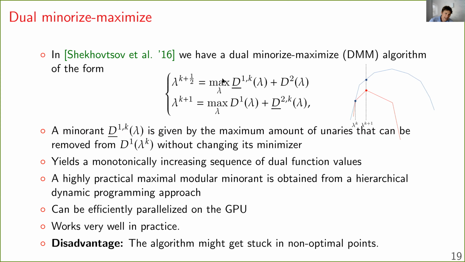And another good thing is that we can compute those minorants, and they are in fact maximal modular minorants. So there are no larger minorants, by means of a hierarchical dynamic programming approach. And this, in addition, can be efficiently implemented on the GPU and gives an algorithm that even works in real time for relatively large problems. However, there's still one problem. What we're doing is a block coordinate ascent on the non-smooth dual. So it could be the case that the algorithm might get stuck in non-optimal points.